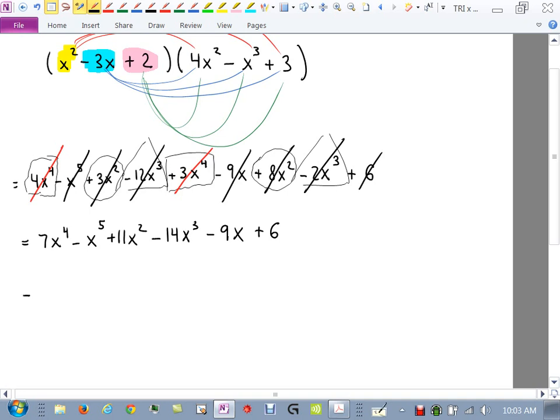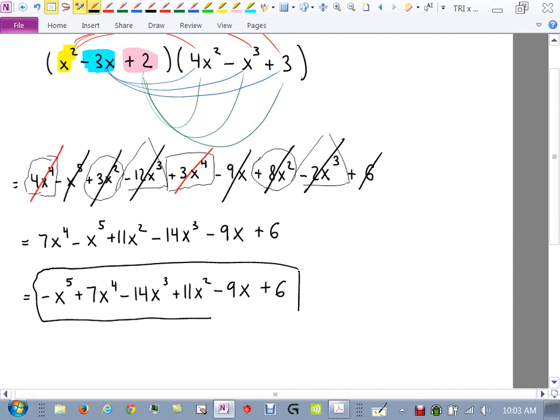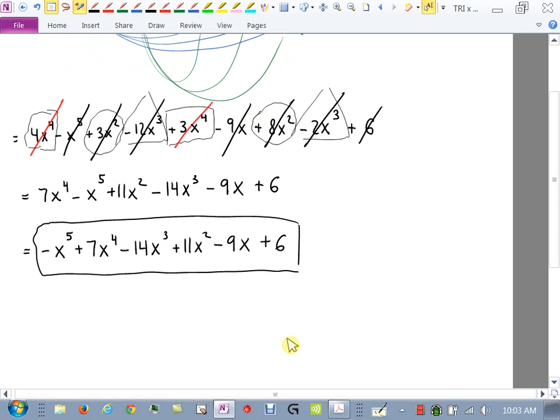So I'm going to write the highest power of x first, which was my negative x to the 5th. The next power I have is the x to the 4th, so plus 7x to the 4th. The next power I have is x cubed, so minus 14x cubed. The next power I have is x squared, so plus 11x squared. The next power I have is x. The next thing I have is no x, so the 6. This is what we call descending order. And I would just get used to seeing it or writing your answer in descending order, if it's one variable.